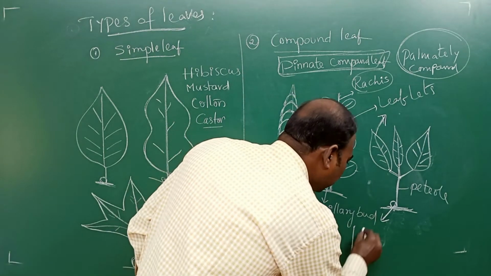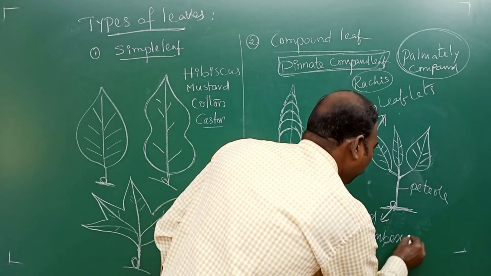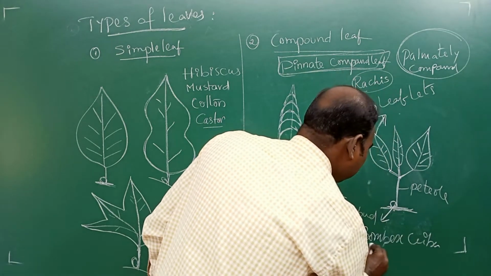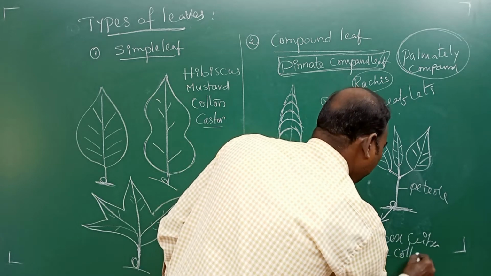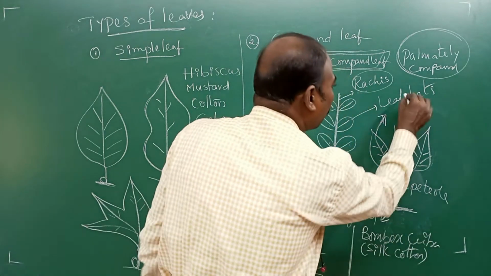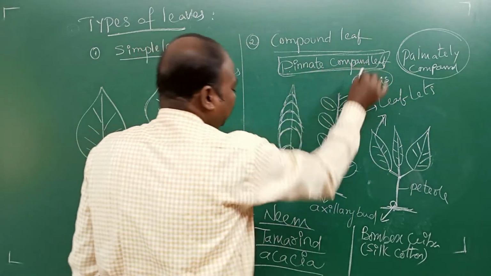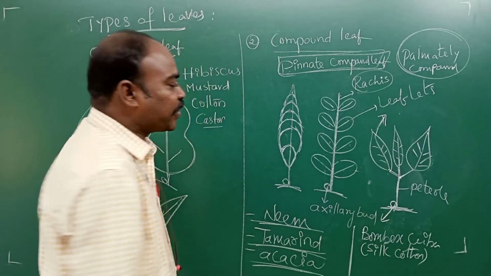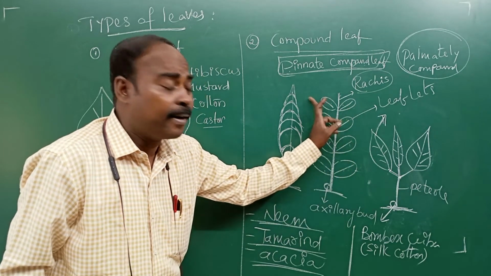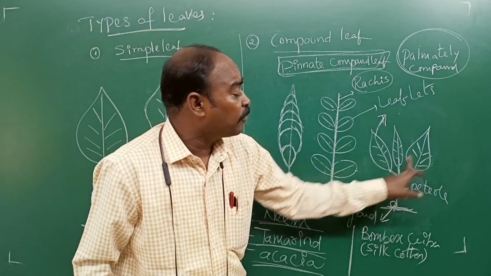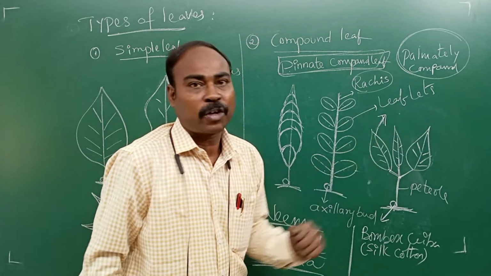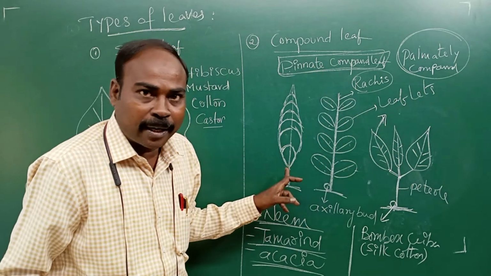So, palmate compound leaf example, Bombax ceiba or silk cotton. Bombax ceiba or silk cotton is an example of palmate compound leaf. Pinnate compound leaf: neem, tamarind and acacia. In pinnate compound leaf, leaflets are found on either side. In palmate compound leaf, leaflets are joined at a point, that is the tip of the petiole. That is the main difference. Looks like a palm, right? So this is palmate compound, this is pinnate compound.